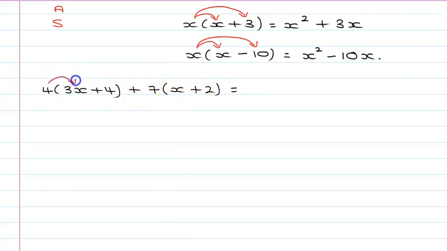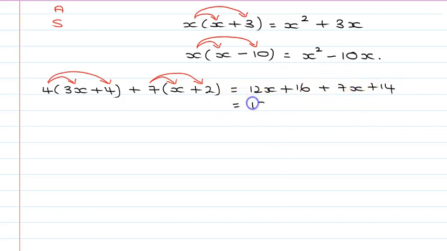So I'm going to do 4 times 3x and 4 times 4. Then I'm going to do 7 times x and 7 times 2. So I get 12x plus 16 plus 7x plus 14. Now I can simplify the like terms. So 12x and positive 7x go together to make 19x. And then 16 plus the positive 14 gives me 30.